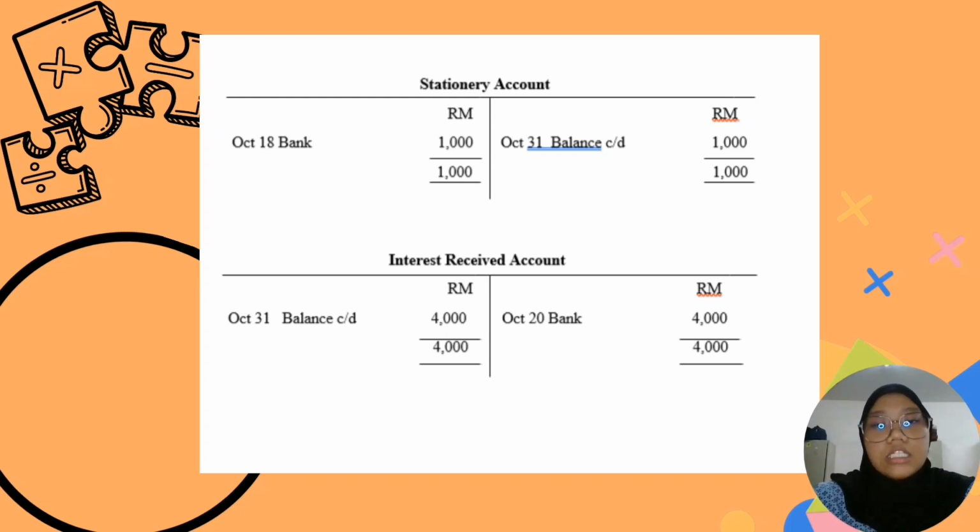Lastly, the interest receipt account. On 31st October, there is balance c/d of 4,000 ringgit, and on the credit side there is bank on 30 October of 4,000 ringgit Malaysia. Both have a balance of 4,000 ringgit Malaysia.